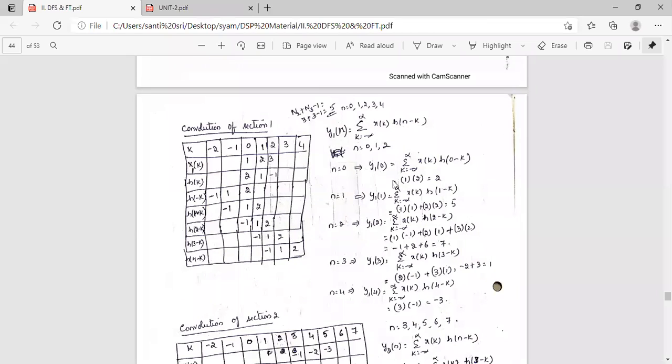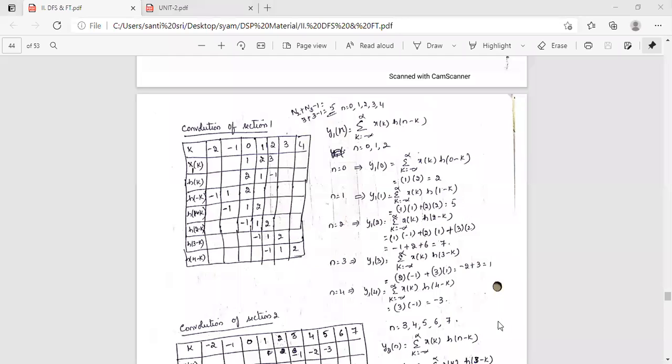So y1 of 0 is x of k into h of minus k, right? So y1 of 0 is 2. y1 of 1 is x of k into h of 1 minus k, right? It is 5. Okay. And like this, we will calculate the values. Like this, we can calculate the values, right?